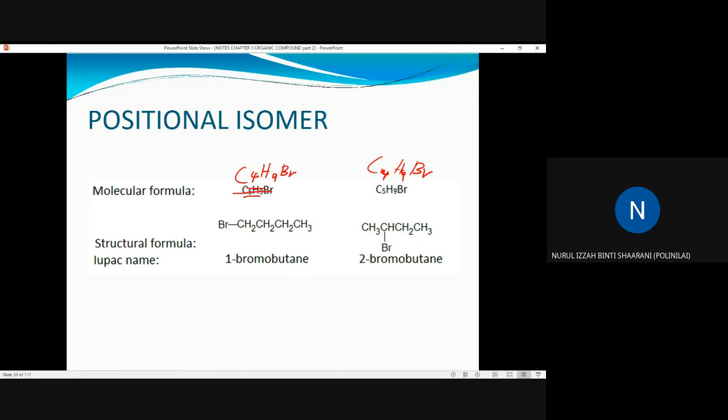Okay, so this one, kalau kita tengok 1, 2, 3, 4, Br at carbon nombor 1, and 1, 2, 3, 4, Br at carbon nombor 2. So for IUPAC name dia, 1-bromobutane, 2-bromobutane. Okay, so maksudnya there is a difference in position of your substituent. Okay, so Br, tapi duduk kat carbon nombor 1, satu lagi duduk kat carbon nombor 2. Okay, so itu bila position dia berbeza lah.